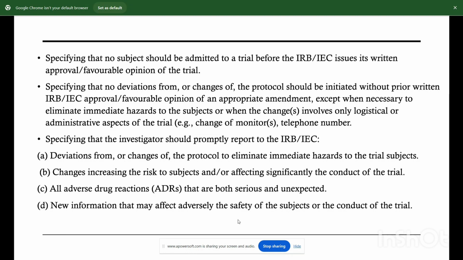Then if any new information about the study is available which may adversely affect the safety of the trial subjects, or any new information about the investigational product which may affect the safety of the trial subject or the conduct of the trial, such information also should be notified to the ethics committee.